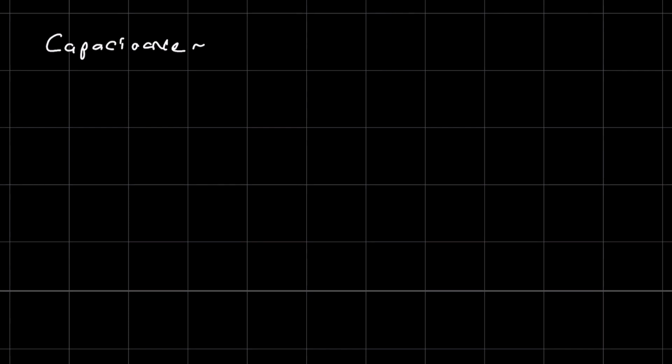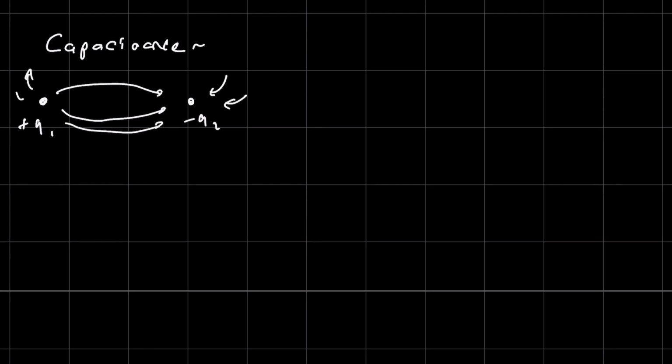Imagine two charged particles. One is positive, the other is negative. The electric field goes from the positive particle to the negative one. The negative particle's field direction is inward, while the positive particle's field direction is outward. We already explained the electric field in the previous video.